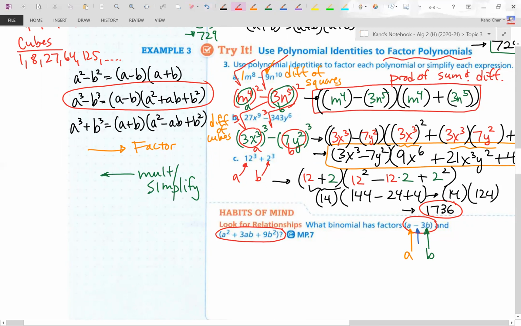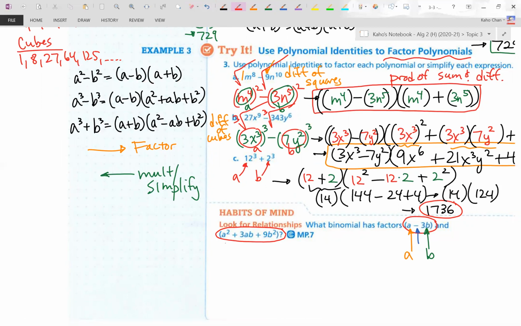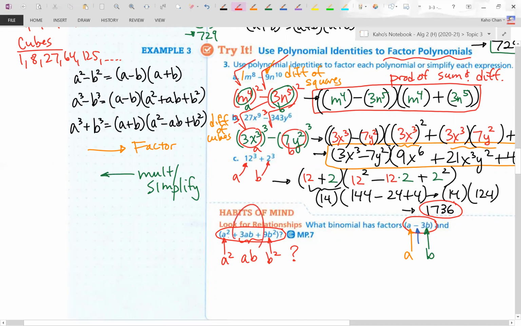That's a match. Let's check it. Is this A squared? Is this part right there AB? And is this part right here B squared? That's the question, and it looks like it is. A squared is A squared. A times 3B is 3AB, the middle term right there. And 3B squared is 9B squared. So it does match that.